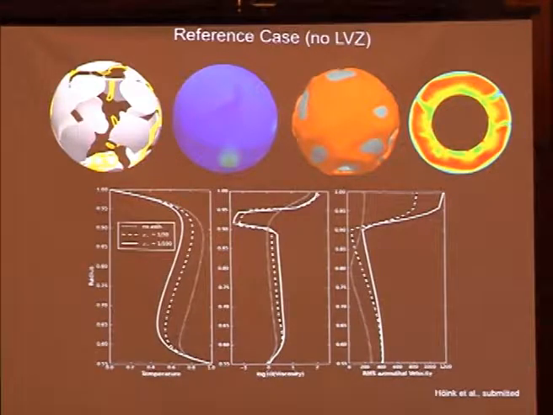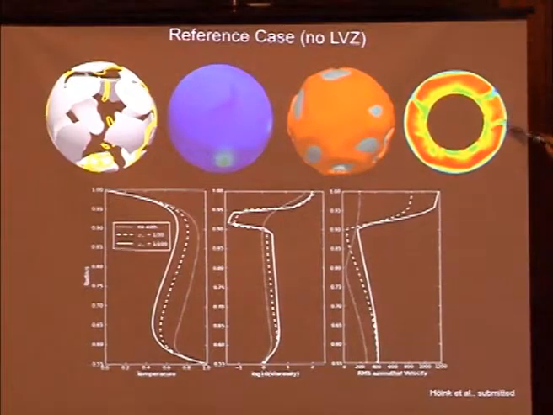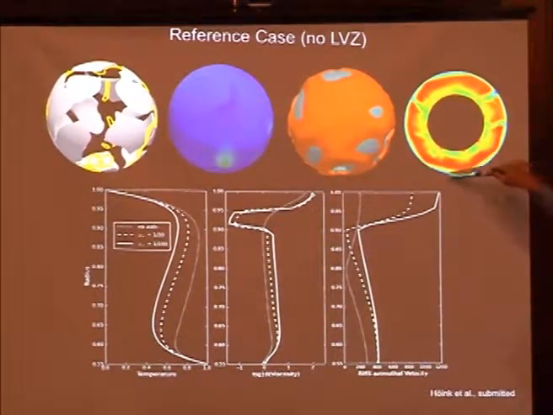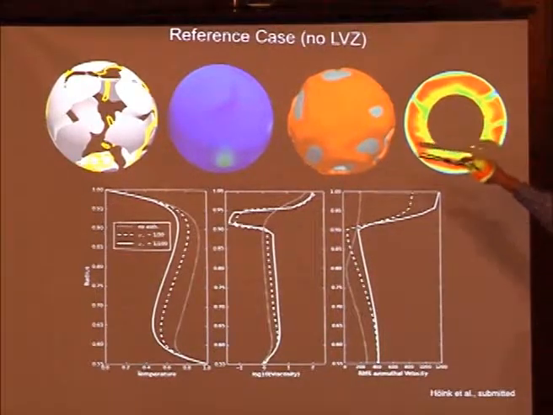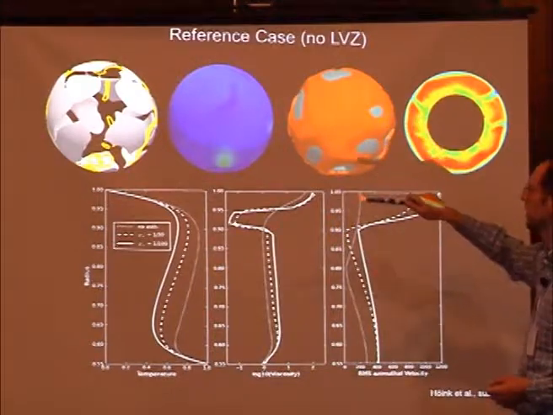Shown here is a reference case without the asthenosphere. And let me introduce what these images show. So this is a slice through the temperature field. You see downwellings. And you see sort of ridge-like features at various spots. And so there's the cold surface and the warm interior. These are two isosurfaces, warm and cold. And they'll come out much more clearly in the next slide.